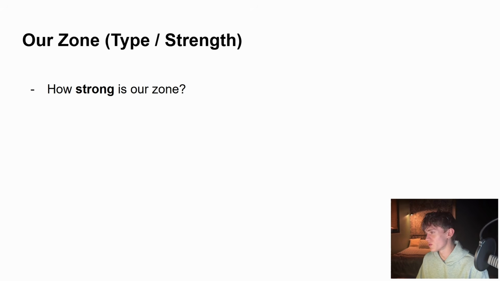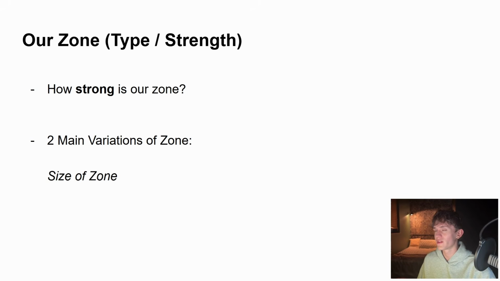Now, let's actually talk about our zone itself. The main difference between our zones is going to be its strength, how strong our zone actually is. This is going to differ, but it's going to be between 2 main variations. One is the size of the zone, and number 2 is where it's formed. Let's start with the size of the zone.